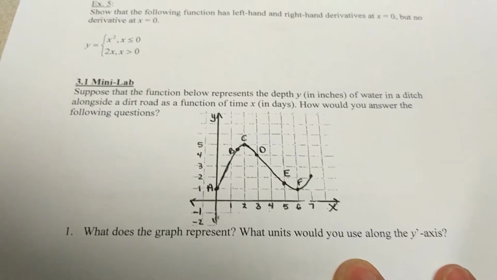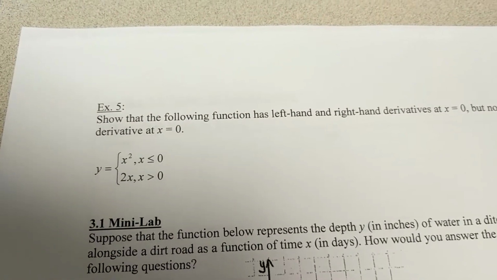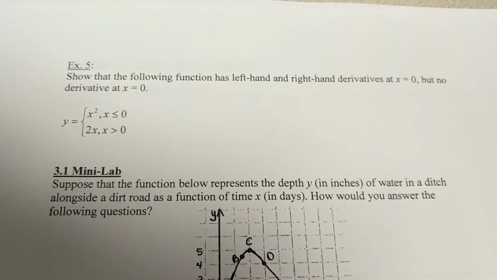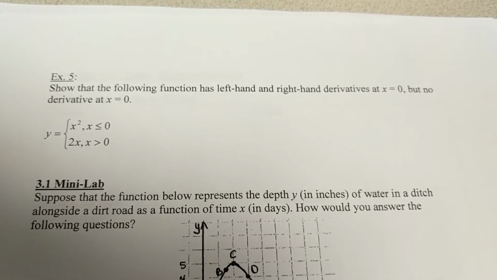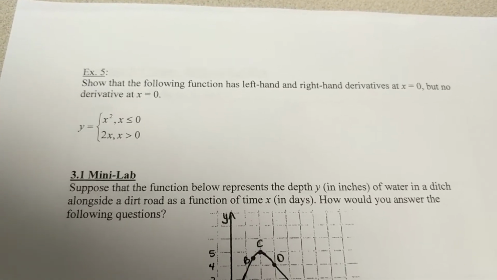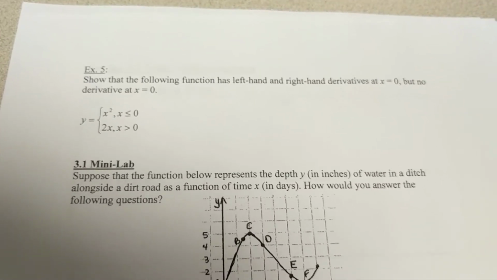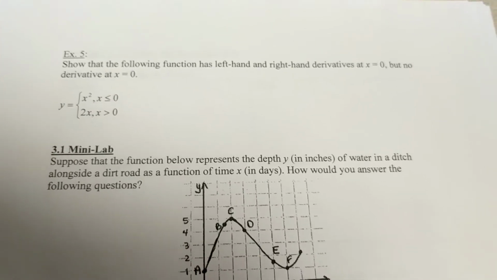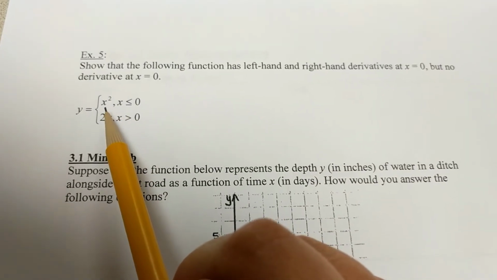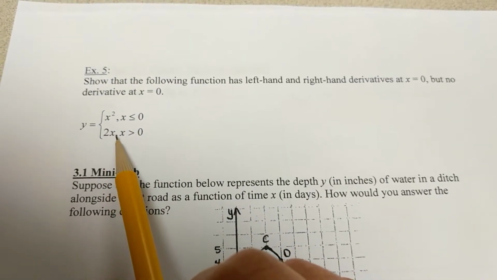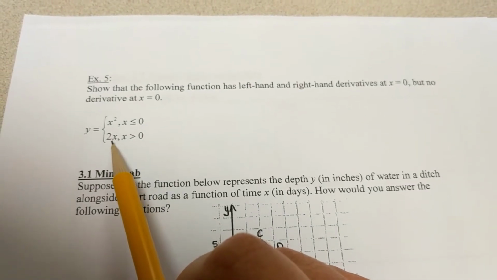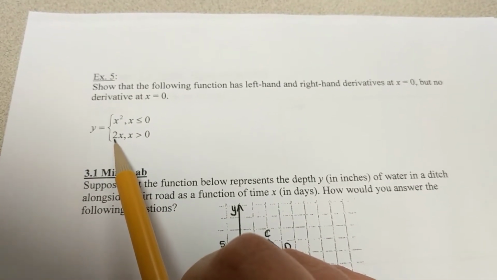So last but not least, we have example 5 at the top of the next page. And it says, show that the following function has left and right hand derivatives at x equals 0, but no derivative at x equals 0. So we want to show that the left and the right both work, but not necessarily the same thing. So if we do the slope of x squared and the slope of 2x, I'm going to cut some of this work out of here. This is just a straight line with a slope of 2.